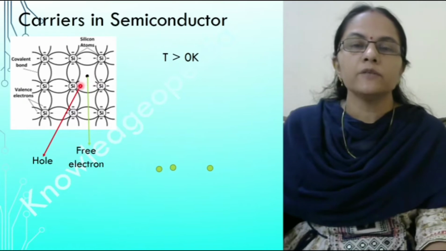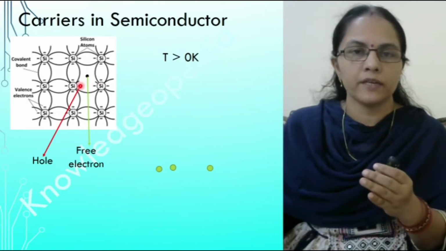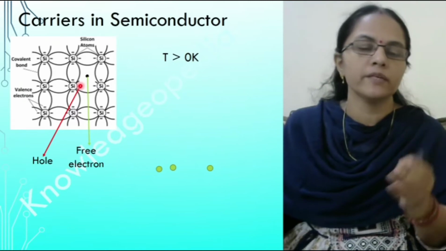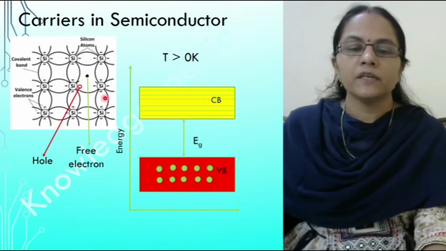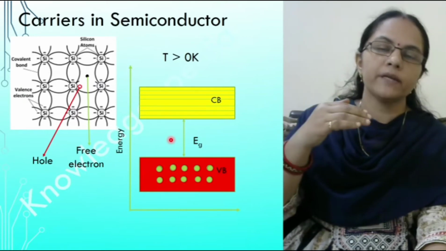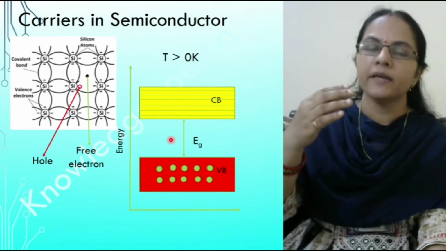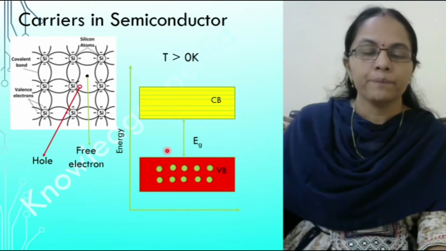So the electron which is moving from the atom is known as a free electron, and the empty space left by the electron is known as a hole. Looking into the band diagram, here there is no carrier movement, or the electron cannot move from the valence band to conduction band due to this forbidden energy gap.